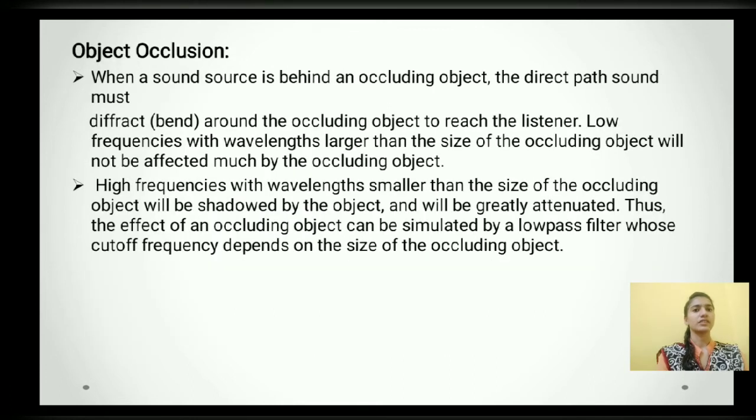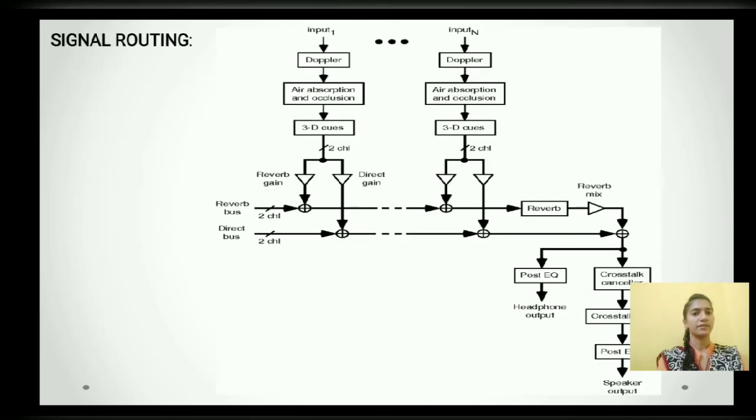Object occlusion. When the sound source is behind an occluding object, the direct path sound must refract around the occluding object to reach the listener. Low frequencies with a wavelength larger than the size of the occluding object will not be affected by it. High frequencies with a wavelength smaller than the size of the occluding object will be shadowed by the object and will be greatly attenuated.